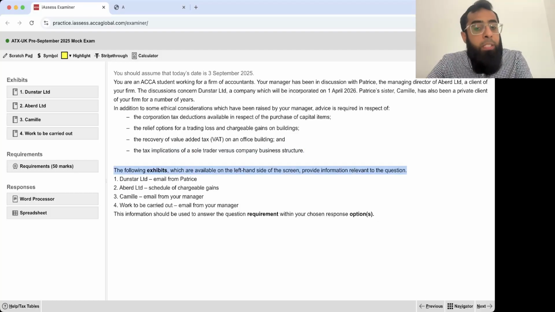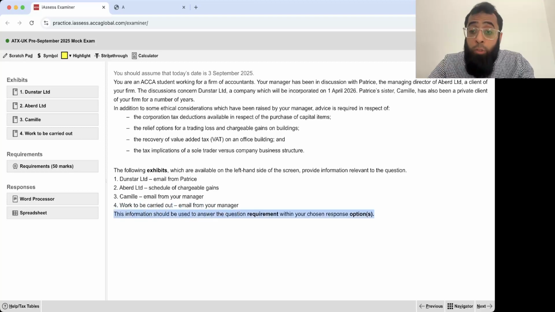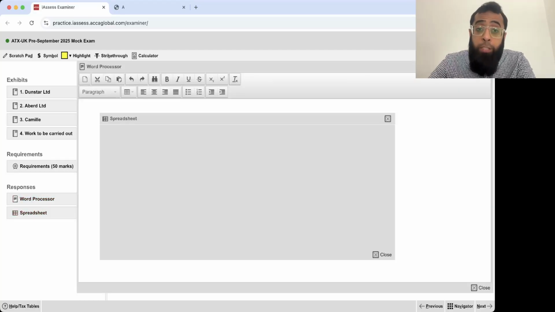The following exhibits, which are available on the left-hand side of the screen, provide information relevant to the question. Exhibit 1, Dunster Limited, we'll read it. Exhibit 2, Abred Limited. Exhibit 3, Camille. And Exhibit 4 is an email from our manager which briefs us on the work which we have to do in relation to this client. The information should be used to answer the question requirements within your chosen response options. There are 2 response options, word processor and a spreadsheet.